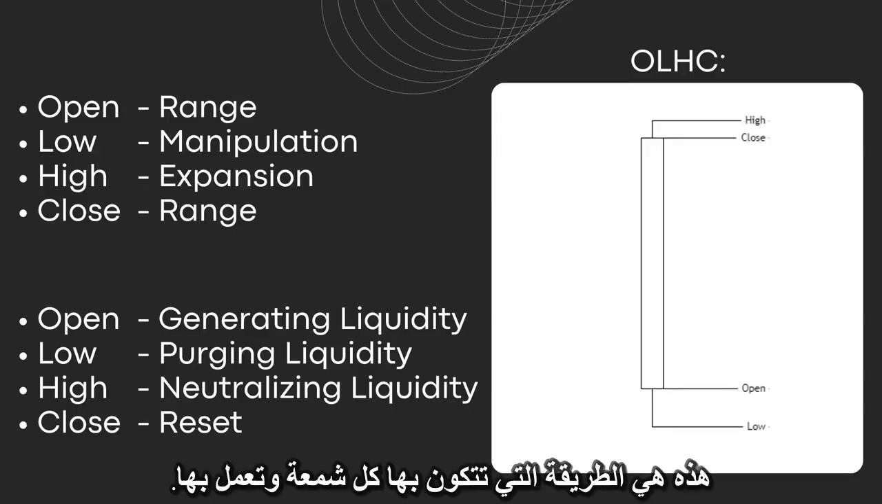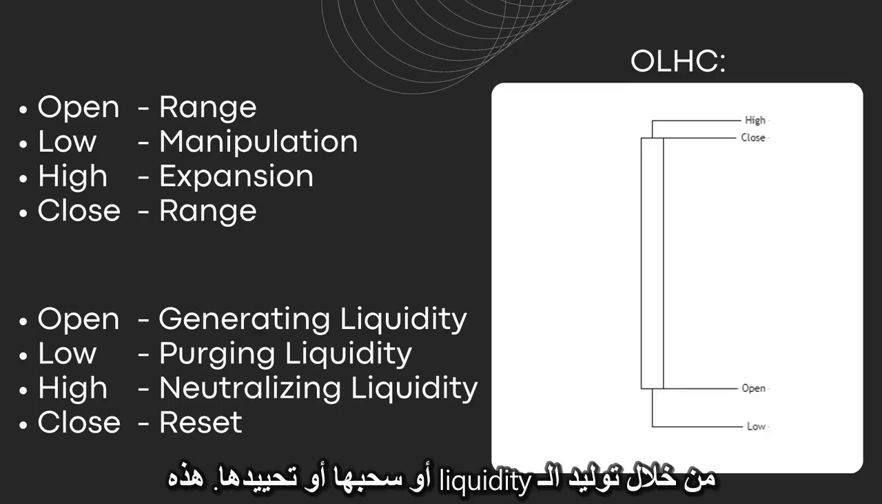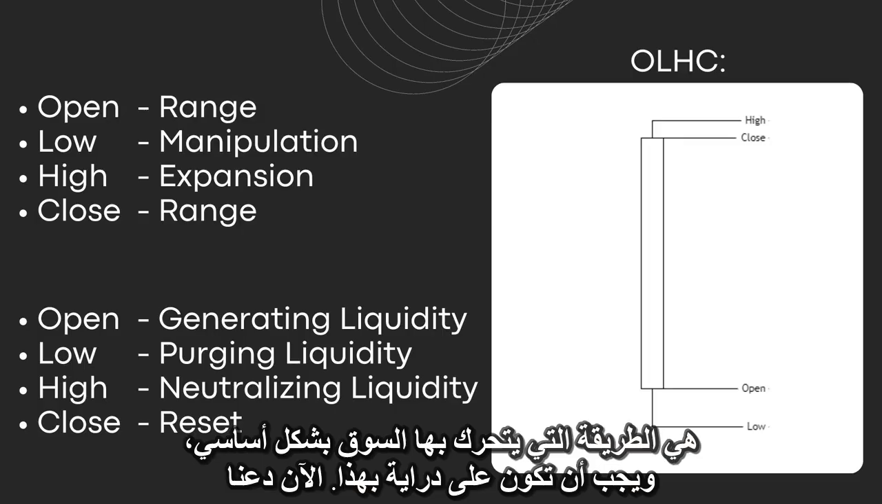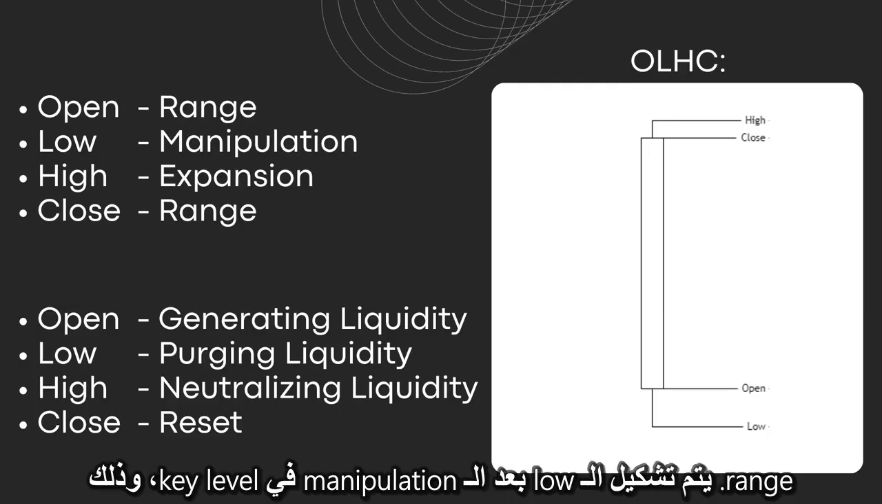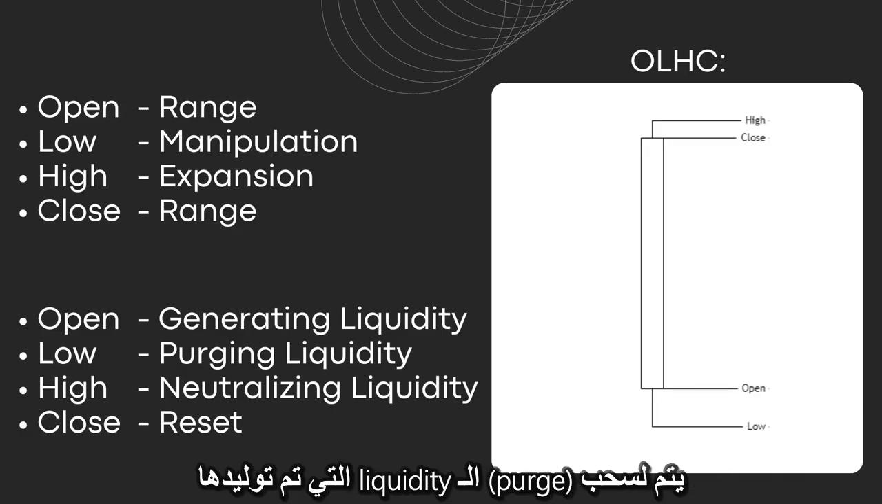That's basically how each candle is formed, and each candle works through the help of liquidity being generated, purged, or neutralized, right? This is basically how the market moves, and you should be aware of this. Now let's repeat it once again. Opening time acts as a generation of liquidity or forming a range. The low is formed after the manipulation into a key level, and that is done to purge the liquidity which was generated earlier.